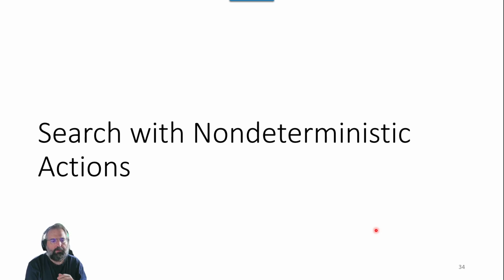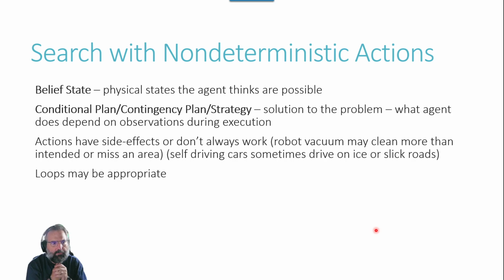So searching with non-deterministic actions. So we're starting to throw in some probabilities or belief. So belief state is a physical state that the agent thinks are possible. So these are the ones you think can exist. The conditional plan or contingency plan or strategy. This is a solution to the problem. So what an agent does depends upon observations during execution. So it's a plan, but with conditionality, right? So probability is mixed in.